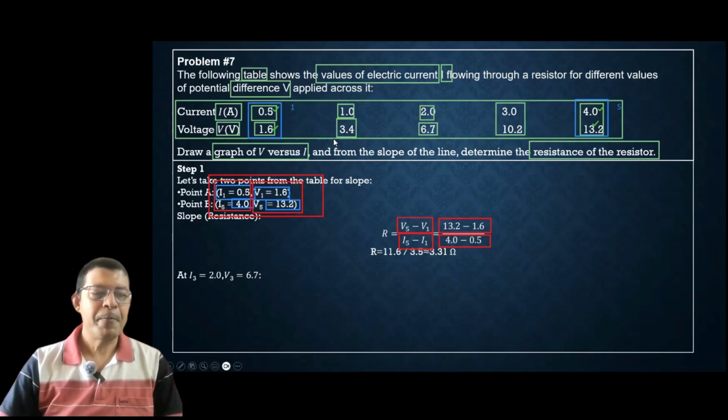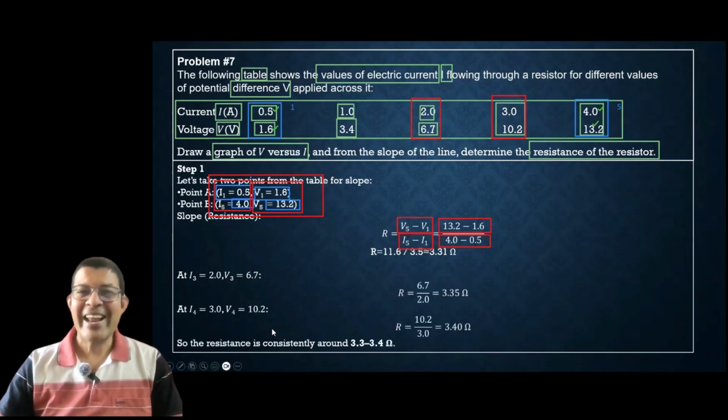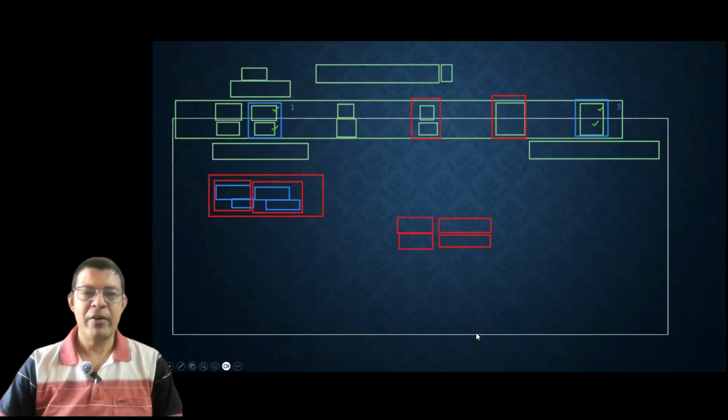Now we take the third point, 2 and 6.7, and then the fourth point also, 3 and 10.2. For the third point, we calculate the resistance, which is 3.35. And for the fourth point, we get 3.4. So the resistance is in the range of 3.3 to 3.4. This is the value of the resistance of the resistor from the graph. Okay, now let's clear this.